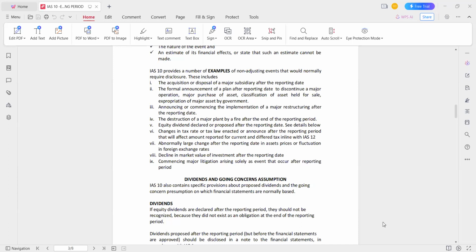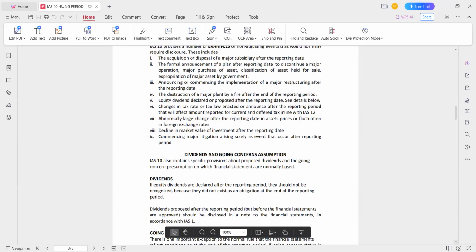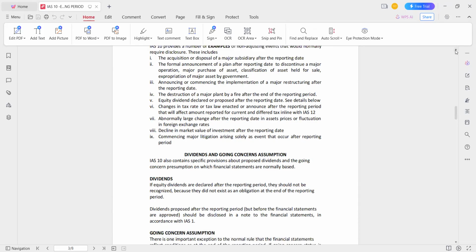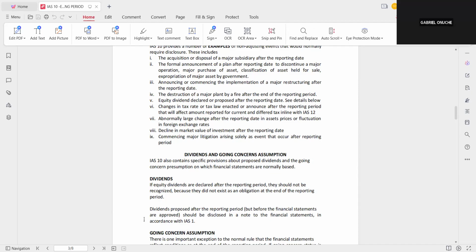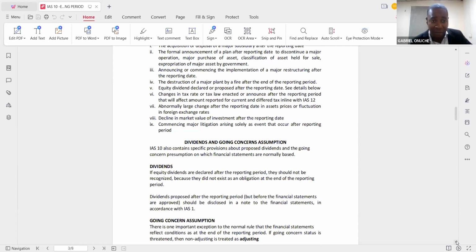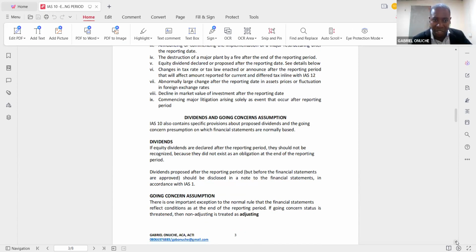You know, tax law can change, especially in Nigeria where tax laws change. When such changes occur, according to IAS 10, there is need for disclosure. Then another one is abnormal large change after the reporting date in asset price or fluctuation in foreign exchange rates. When there is a fluctuation in foreign exchange rates, there is need for disclosure, and it should be a major change that affects the company greatly. Then a decline in market value of an investment after the reporting period also needs disclosure.